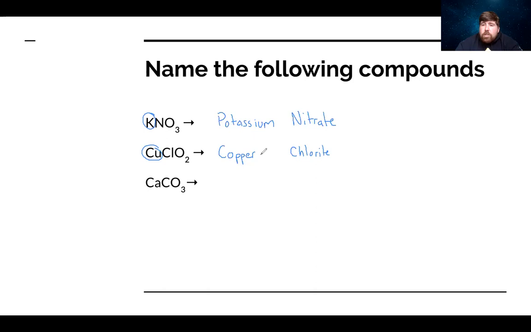In chlorite, it has a charge of -1. So in order for copper to come into contact with it in a 1-to-1 ratio, copper must have a charge of +1. So this is going to be copper(I) chlorite.